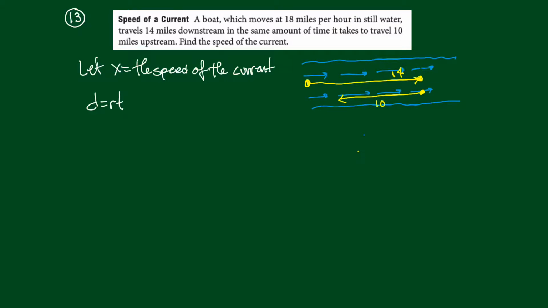So let's look at downstream. I'll do d sub d for downstream. The distance traveled downstream is the rate times the time. Now that distance is 14 miles. And what is the rate? Well, we're traveling with the current. So how fast would you be going? Think about this now. Here you are traveling down here. You're going at some speed, but the current is pushing you also. So if it was still water, you'd be going 18 miles an hour, but you're getting pushed by the current. So I think our rate here is 18 plus x.